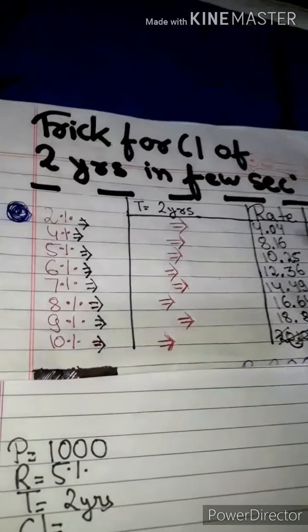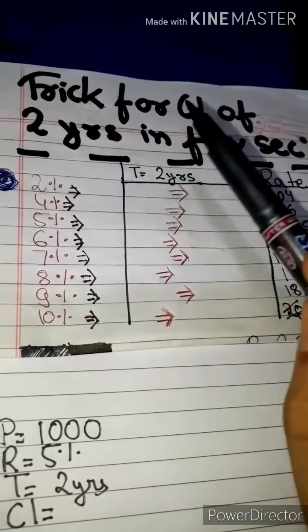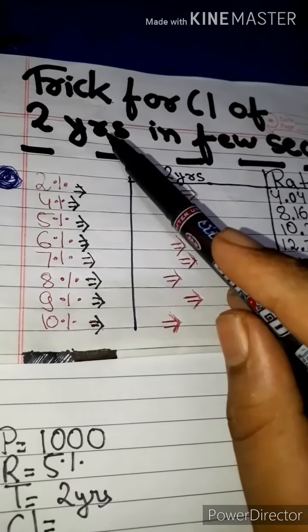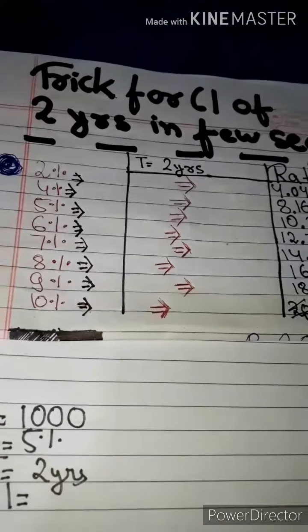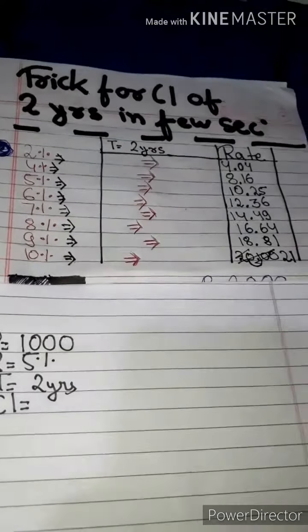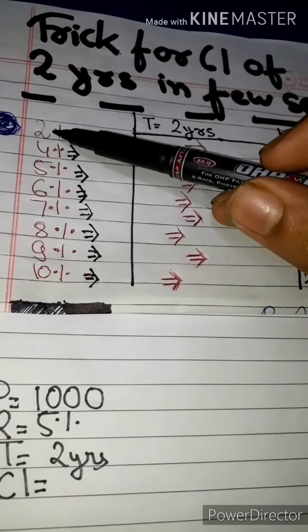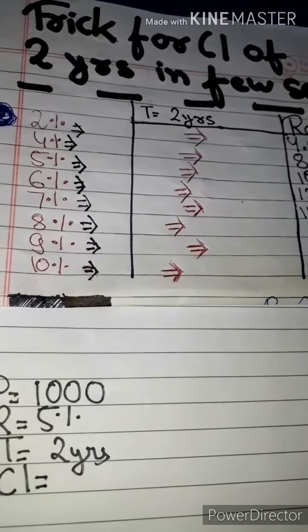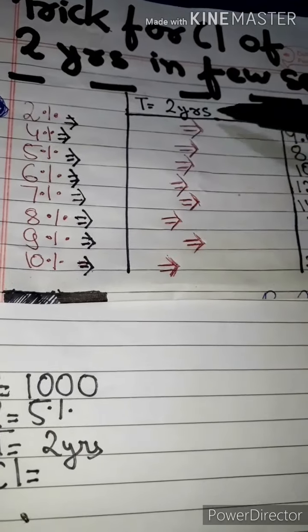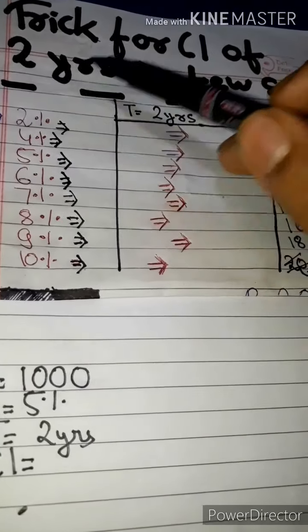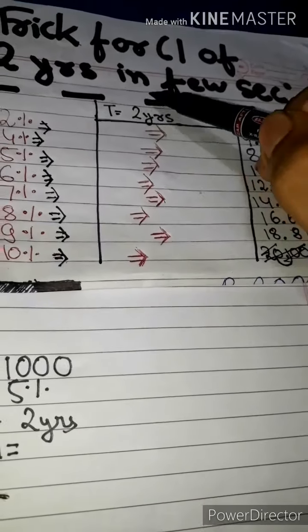First, the rate is 2%, and in this video I will only teach you the 2 years questions, and the 3 years questions will be taught in the next video. Now let's see, it's a very easy concept to understand. The rate is 2% and the time is 2 years. So first, in SI, we multiply the rate by the time, 2 into 2, so it becomes 4.